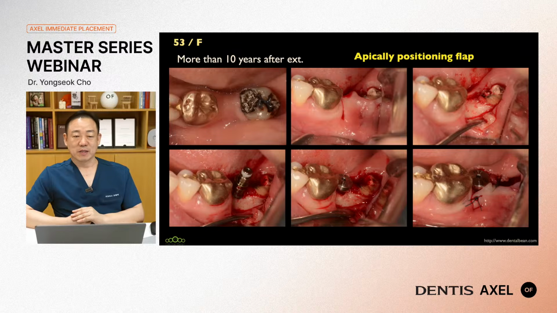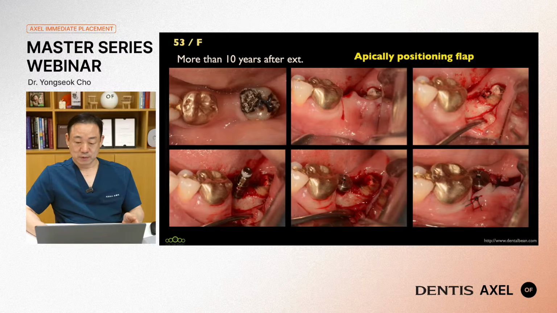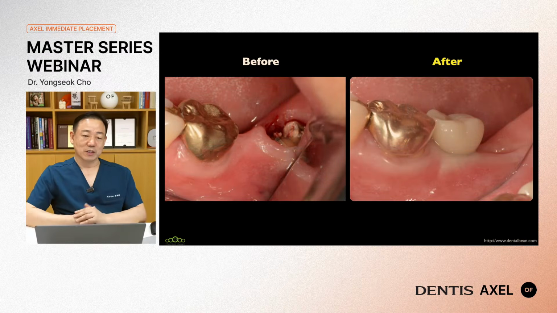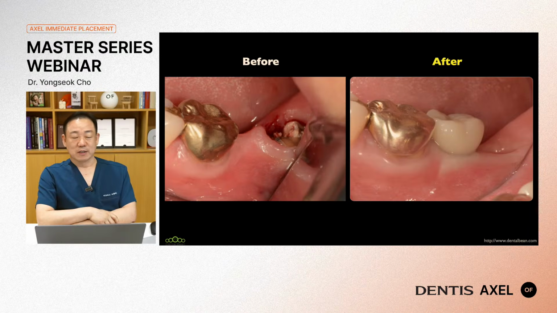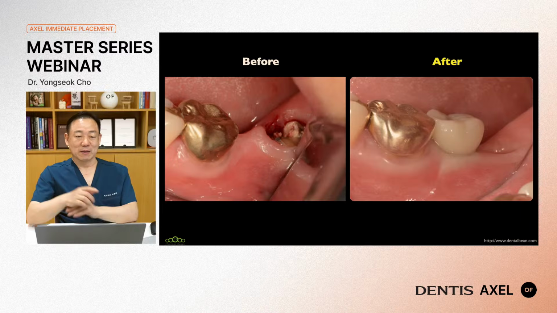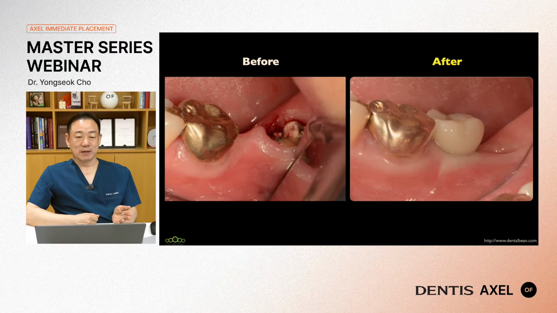I tried a papilla saving vertical incision, and after placing the implant, an apically positioned suture was done. Comparing before surgery and after treatment, we can see the migration of keratinized tissue to the buccal side and apically. So it is not bad. With a simple way, we can increase the gingival zone and create a more favorable condition for maintenance.